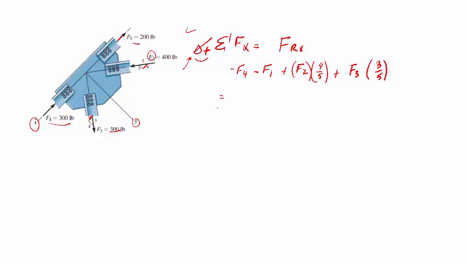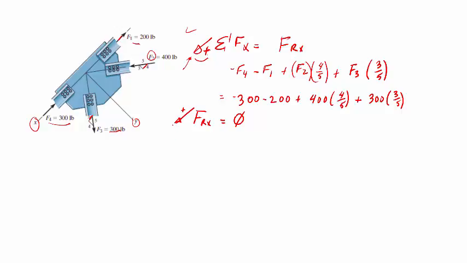So let's substitute the numbers here. F4 is then minus 300, F1 is minus 200, and then here I have plus 400 times 4/5 plus F3 is 300 times 3/5. Okay, and this equals 0. So the resultant force in X and in this direction is 0. So let's do the same for Y.